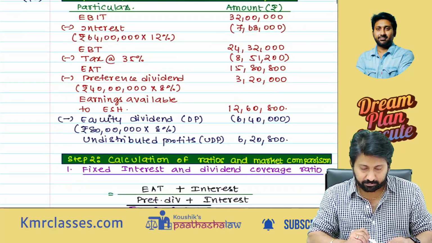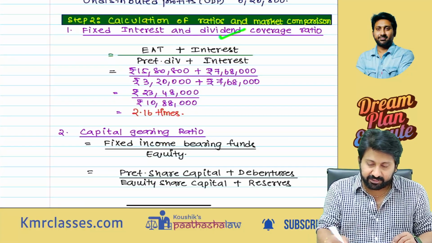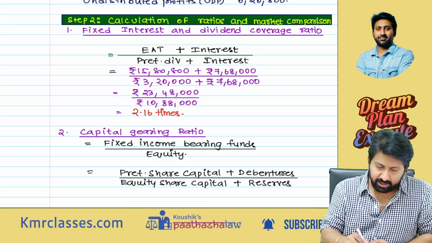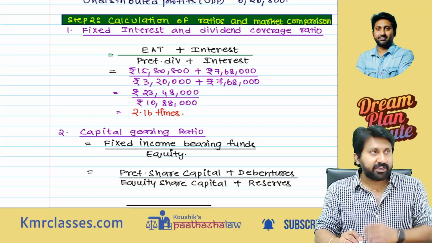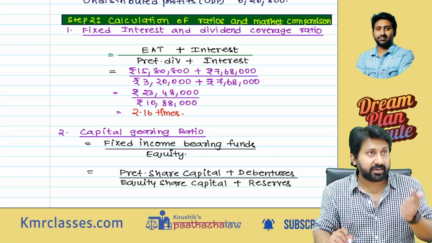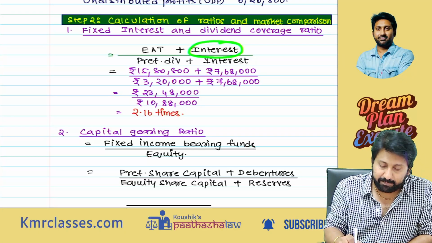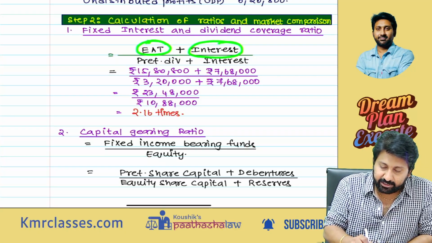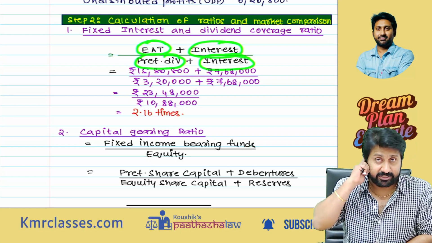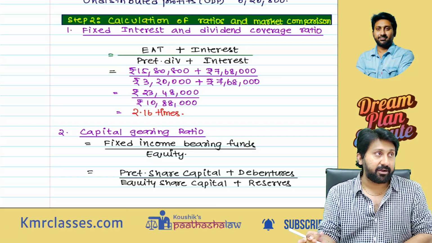Next. There are two important ratios: fixed interest and dividend coverage ratio, and interest coverage ratio. Fixed interest and dividend coverage ratio means interest and dividend should be covered. Interest and dividend will be paid out of EAT. Dividend will be paid to two parties: number one is the preference dividend and number two is the interest. I will repeat one more time: when I say dividend coverage here, I am talking about preference dividend, not equity dividend.